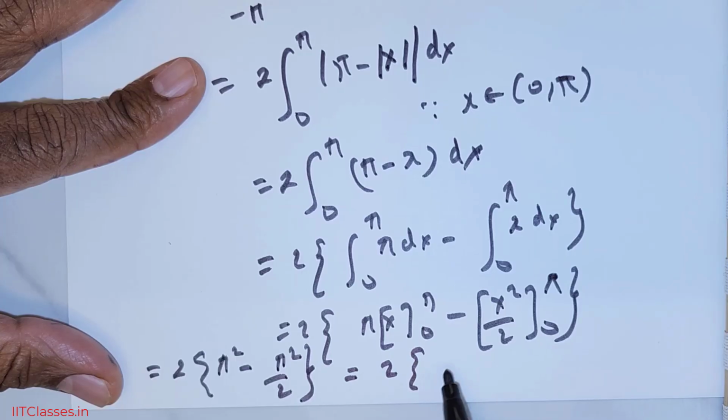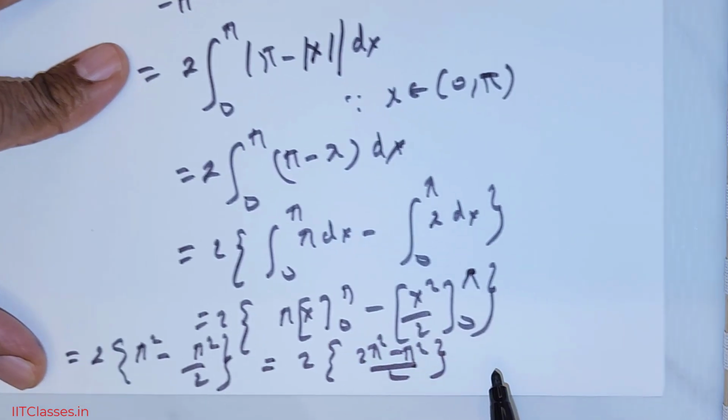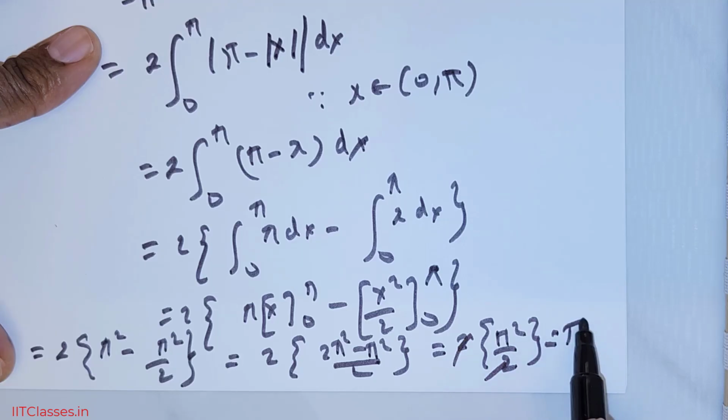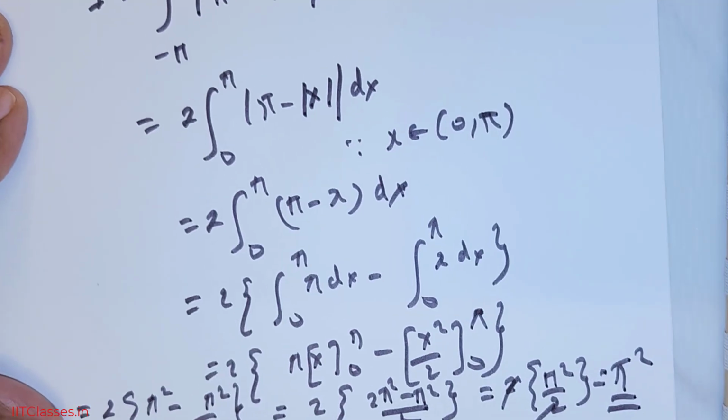So this can be rewritten as 2 times pi squared negative pi squared over 2, which is going to be 2 times pi squared over 2. 2 gets cancelled, giving me pi squared. So that's the solution for this question.